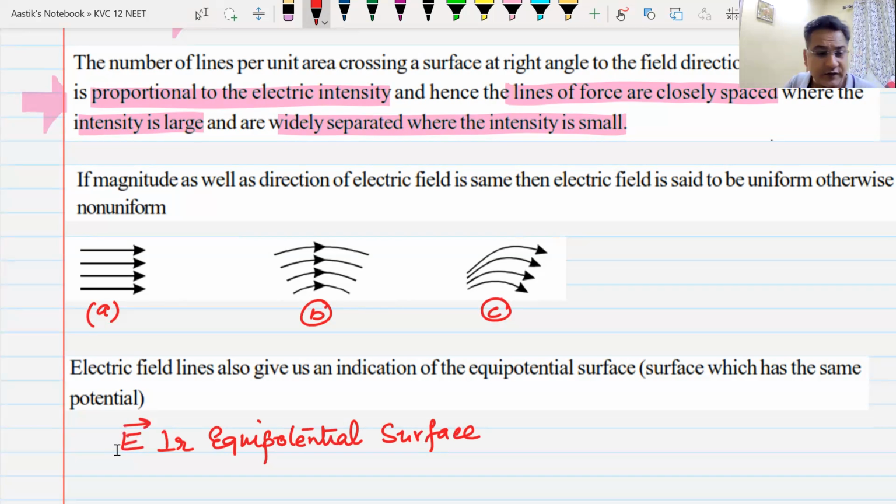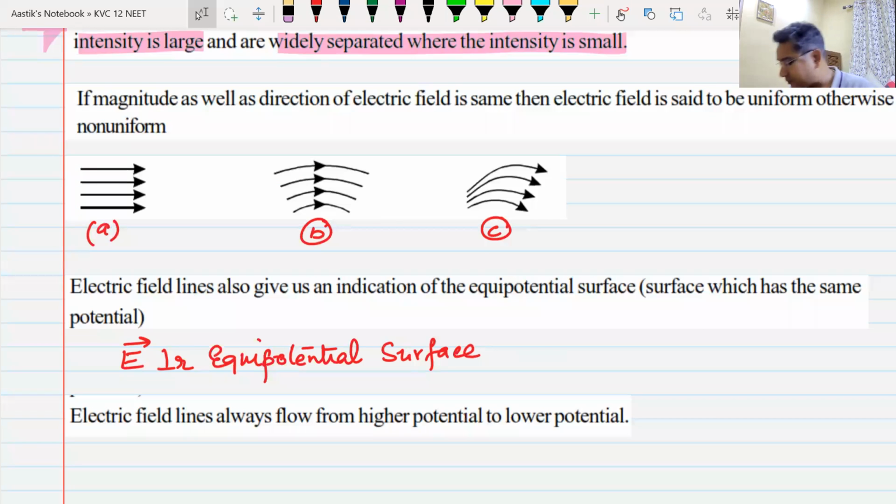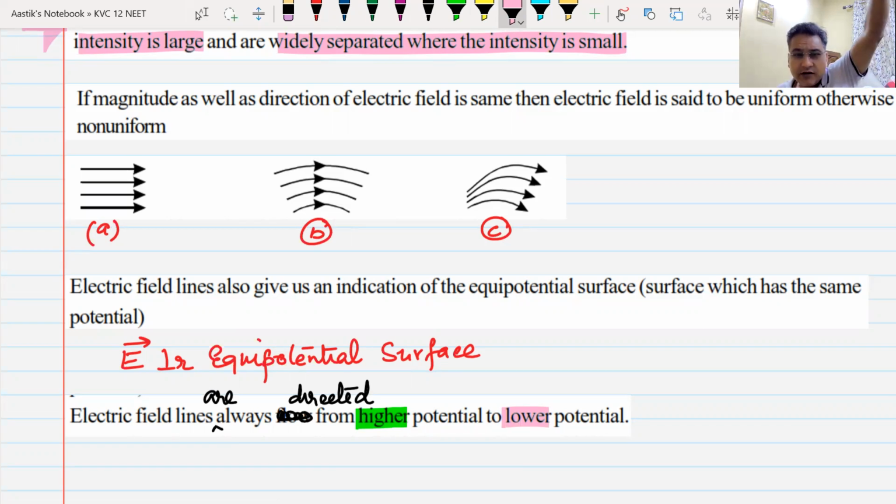And also the last point, where we say that electric field lines always flow, probably not the right word, are always directed from higher potential to lower potential. Electric field lines will always move from a point of high potential to a point of low potential. This is the same as saying a body will always go from a point of higher potential energy to a point of lower potential energy. It goes, yes or no?